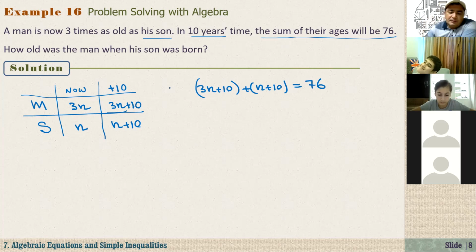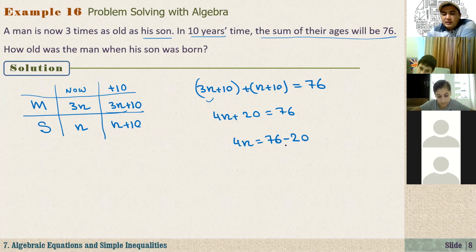Anyway, so the next step is we need to solve this algebraic equation. Here, if you simplify this, 3n plus n, that is 4n. 10 plus 10, that's equal to 20. On the right-hand side, we have 76. First, I take 20 to the right-hand side. 4n equals 76 minus 20. So 4n is equal to 56. And divide both sides by 4, so n is equal to 14.